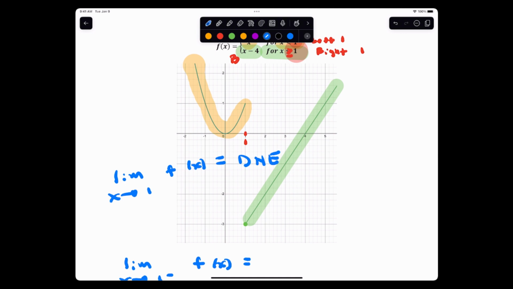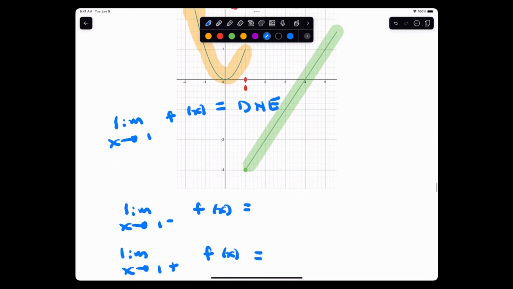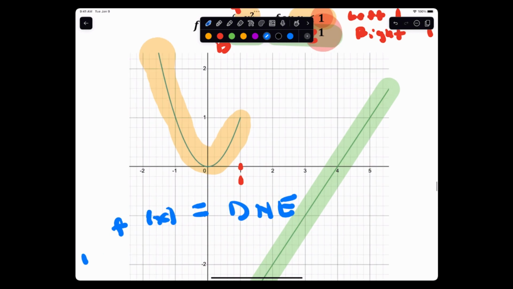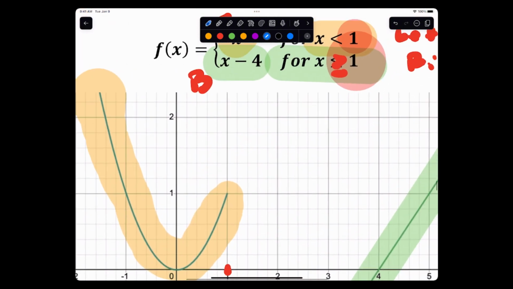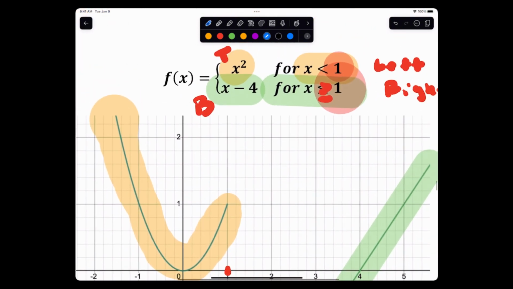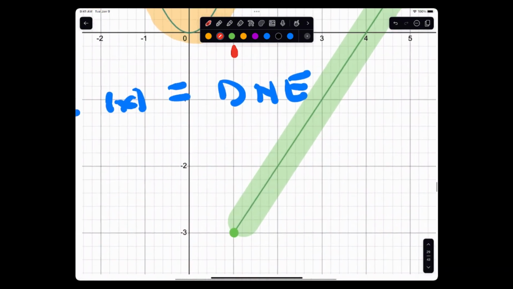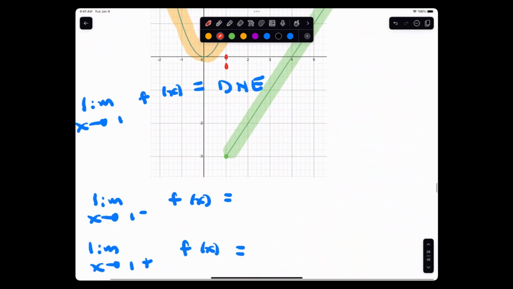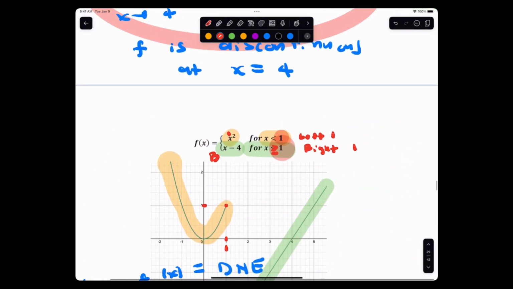But they're not going to leave it at that. They're going to want you to find the left-handed limit and the right-handed limit. So, how do we find the left-handed limit in orange? You guys know what you do? It's very easy. Plug in 1. What's 1 squared? Isn't that 1 in the curve? Left-handed limit's 1.